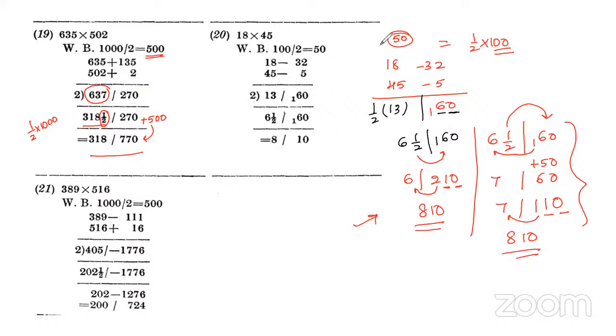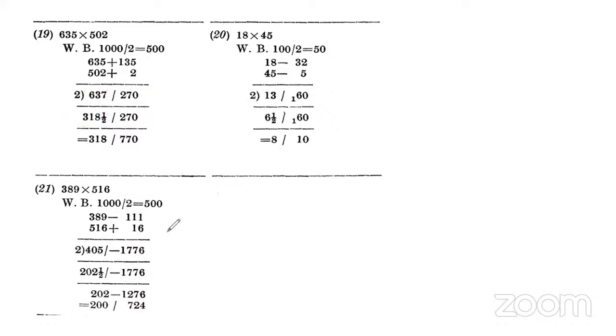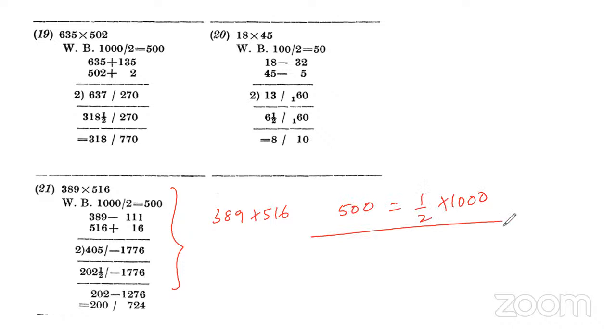Okay, right. Here also one problem is given, that is 389 into 516. You are working on 500 and half of the 1000 is taken. So try to solve this problem. Okay, right.